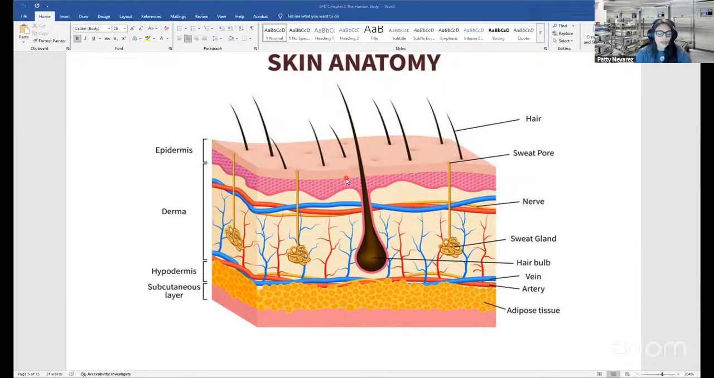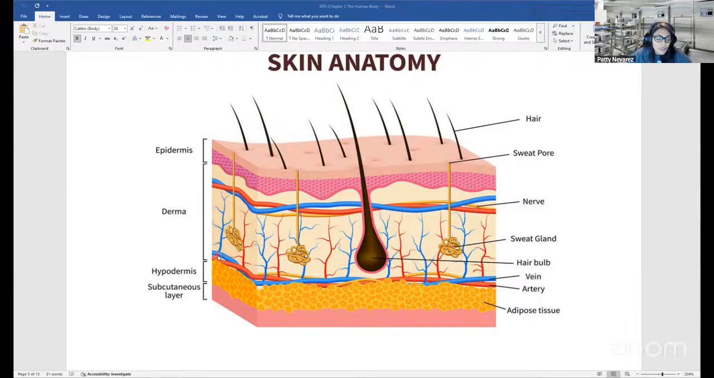Then we have the dermis, which is deeper and thicker than the epidermis, as you can see here. Look at the dermis. It's all this, while the epidermis is just the top part with a little bit of connective tissue here. The dermis contains the majority of other structures. We can see arteries, veins, nerves, sweat glands, and hair follicles or hair bulbs.